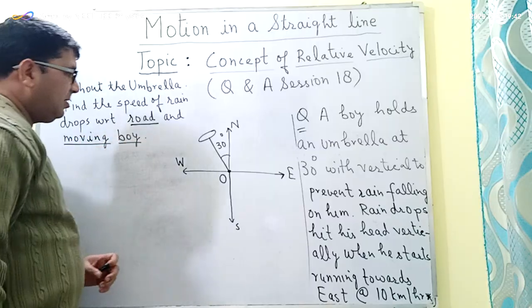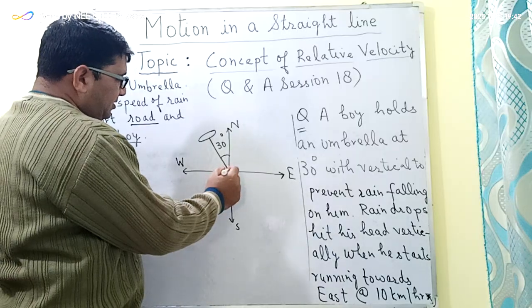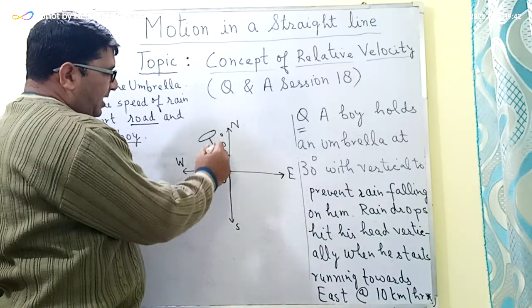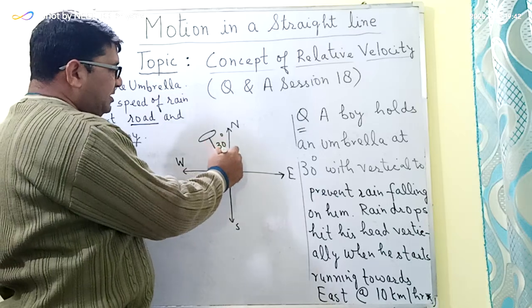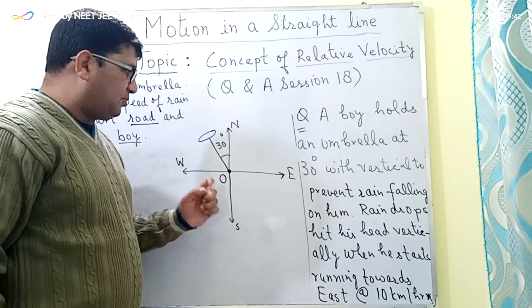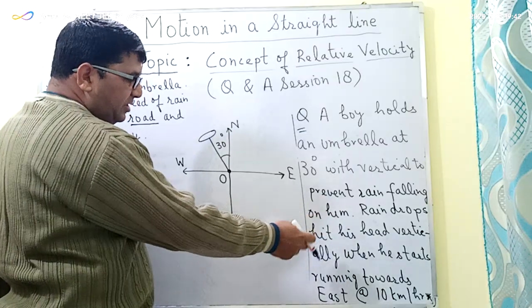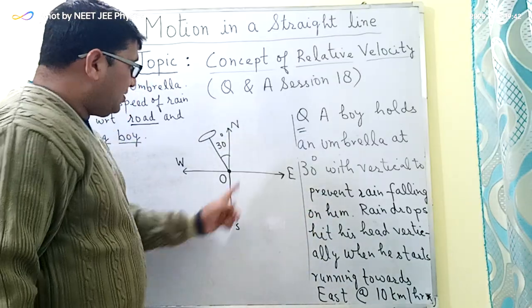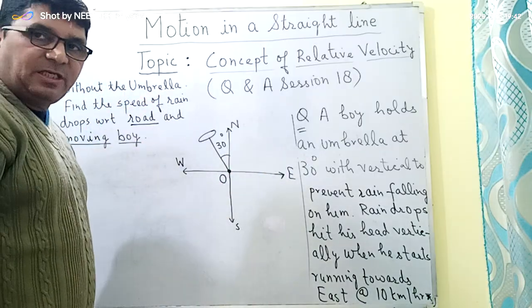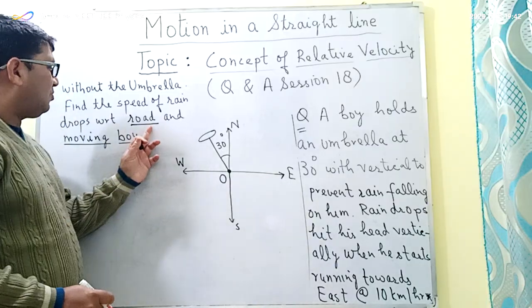So here I have already drawn one figure, and this is the position of the boy, and he is holding this umbrella at 30 degrees with the vertical. So this is the east, this is the west, so this will be the north and this will be the south. Now the raindrops hit his head vertically downward when he starts running towards this east, that is in this direction, without the umbrella. That is, he has thrown the umbrella. So we have to find the speed of the rain drops with respect to the road and with respect to the boy.